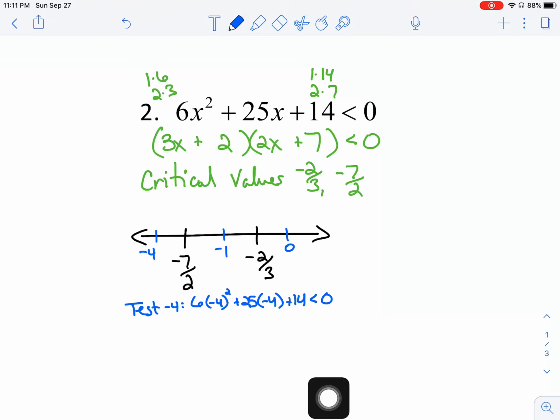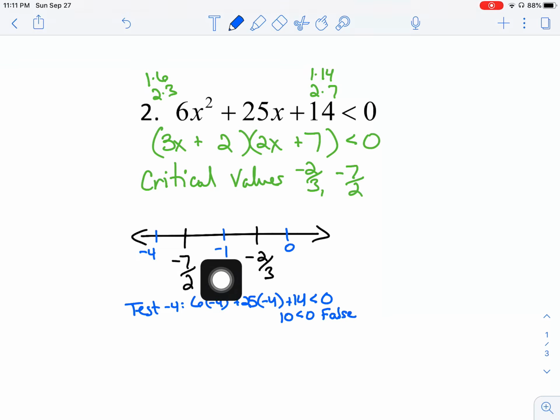So if we test negative 4, we have 6 times negative 4 squared plus 25 times negative 4 plus 14. Now, we're testing to see if this left side is less than 0. If it is, great, we would then shade that interval. If it's not, then we don't shade that interval. So I'm getting 10 is less than 0. We know that's not true. That's a false statement. So that means that this interval, all the numbers less than negative 7/2, would not be included in our answer set.